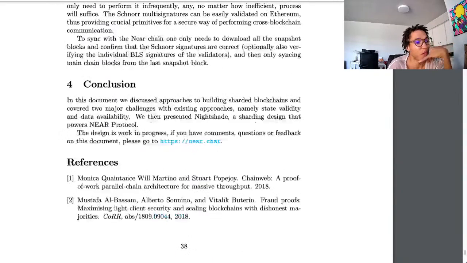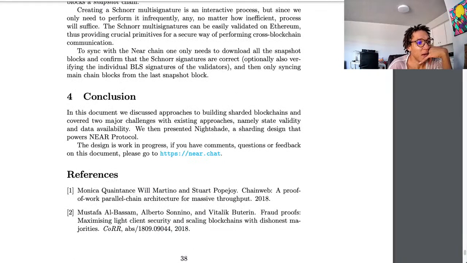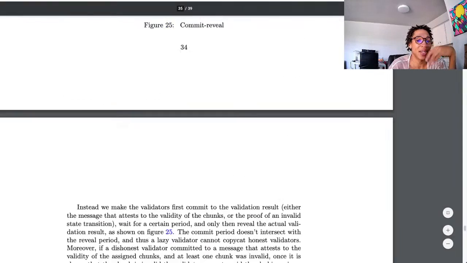Very interesting. Conclusion. In this document, we discussed the approaches to building sharded blockchains and covered two major challenges with existing approaches, namely state validity and data availability. We then presented Nightshade, a sharding design that powers Near protocol. The design is a work in progress. If you have comments, questions, or feedback on this document, please go to this website. I'm sure I'll find myself there eventually. But yeah, that is it for this paper.